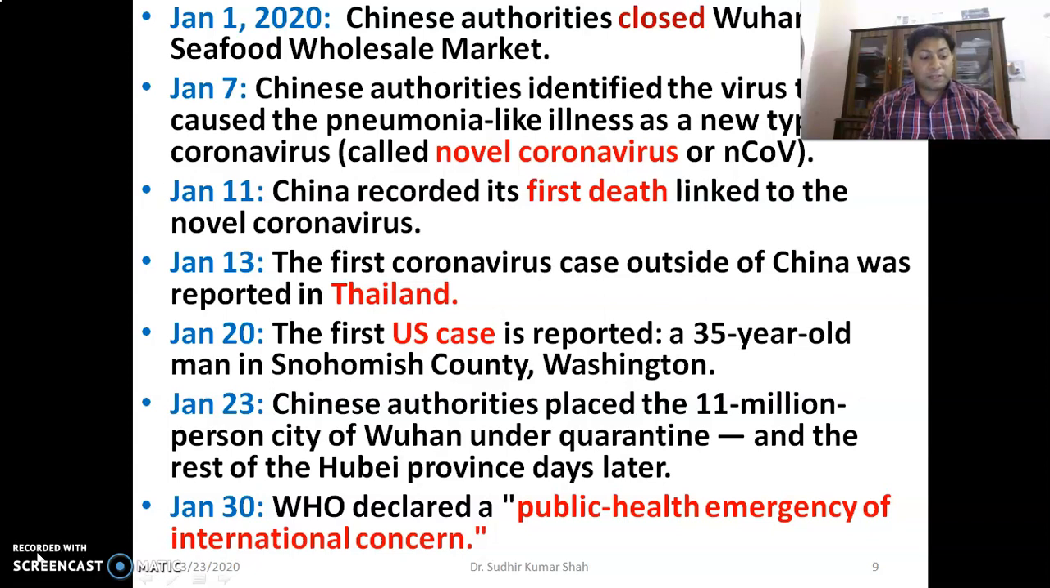Similarly, on 20th January, the US reported the first cases due to COVID-19. And WHO declared a public health emergency of international concern, and simultaneously India reported the first cases of novel coronavirus.